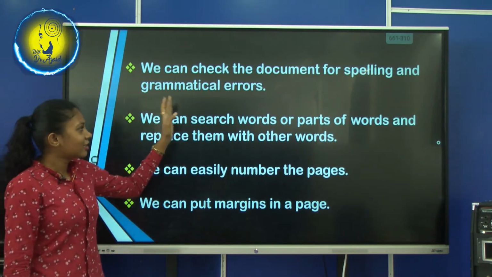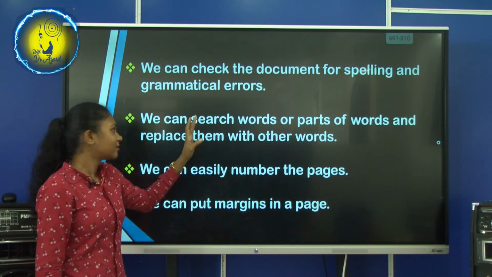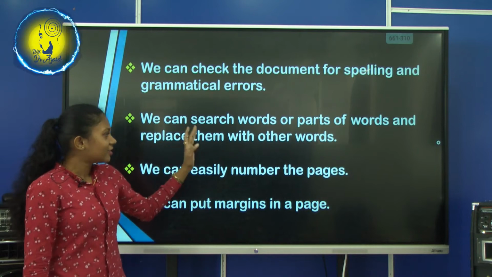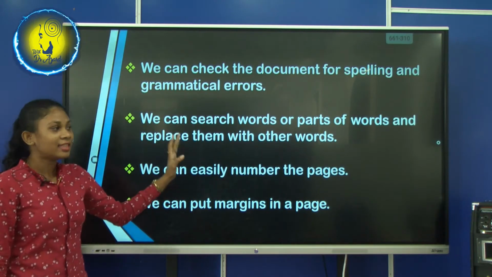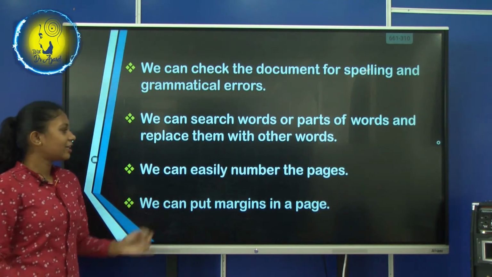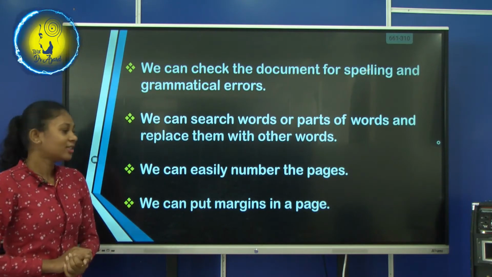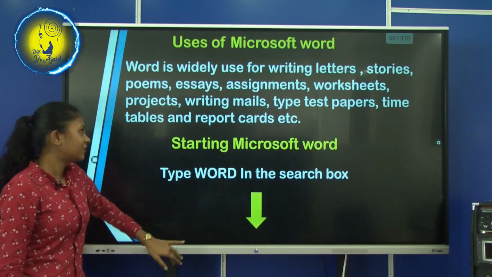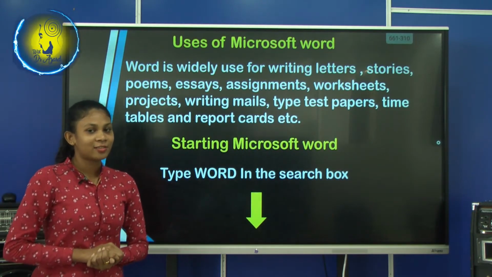And we can check the document for spellings and grammatical errors. And we can search words or parts of the words and replace them with other words. And we can easily number the pages. Finally, we can put margins in a page. Now tell me children, what are the uses of Microsoft Word?